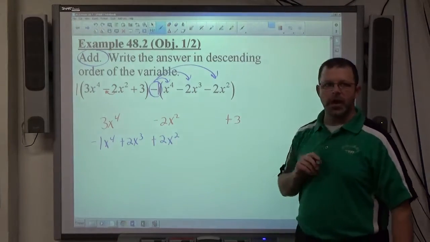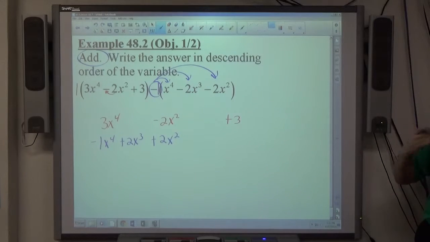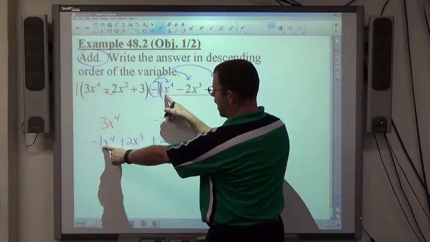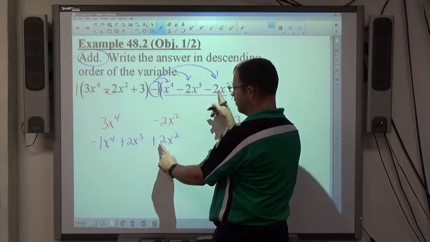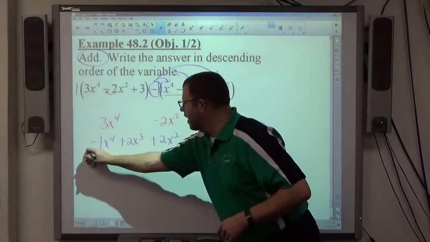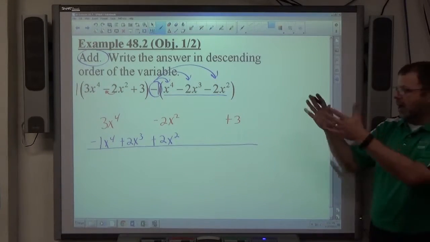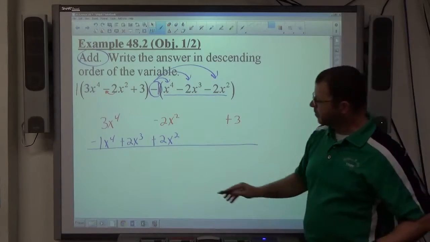And that's all there is to that. So the blue terms become -x to the 4th, +2x cubed, +2x squared. Every sign in here became opposite. Positive becomes negative, negative becomes positive, negative becomes positive. That's the effect of a minus in front of a parentheses, is all those signs change. And again, I've got columns of like terms lined up.